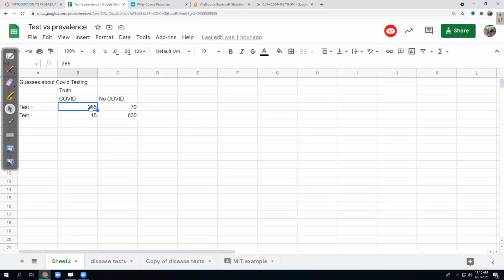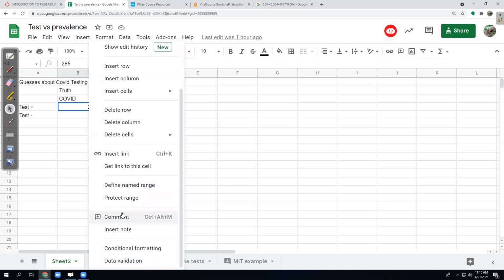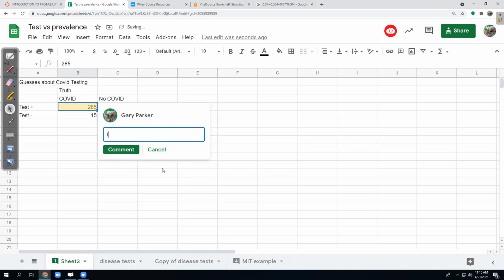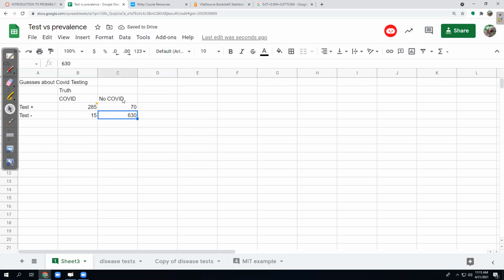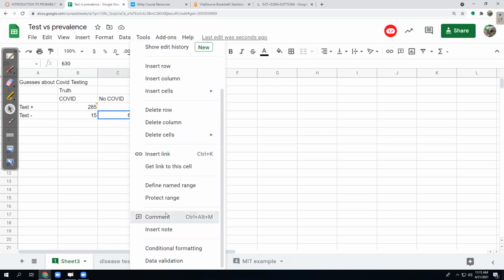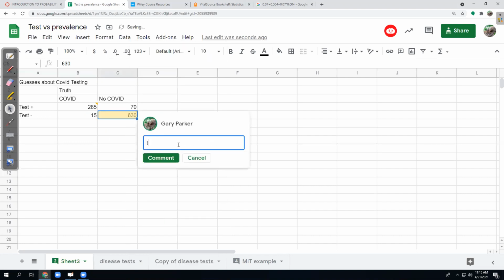So I'm just gonna make a little comment on that there. So this right here is what we call a true positive. And then here, they didn't have COVID, we know that. We gave them a test, the test came on negative, that's what we want to see, they're negative for COVID, so that would be a true negative. So just have a little comment on that for now. True negative test.